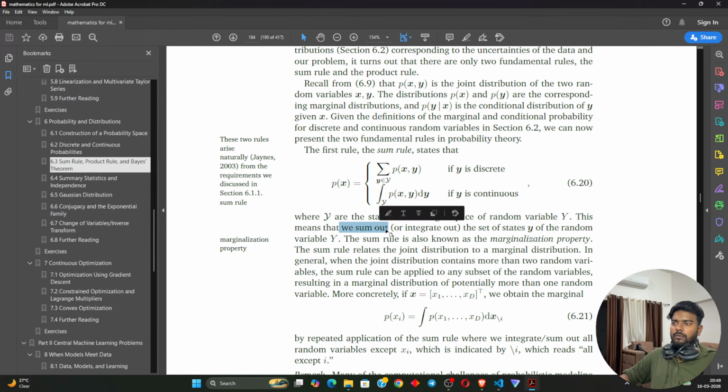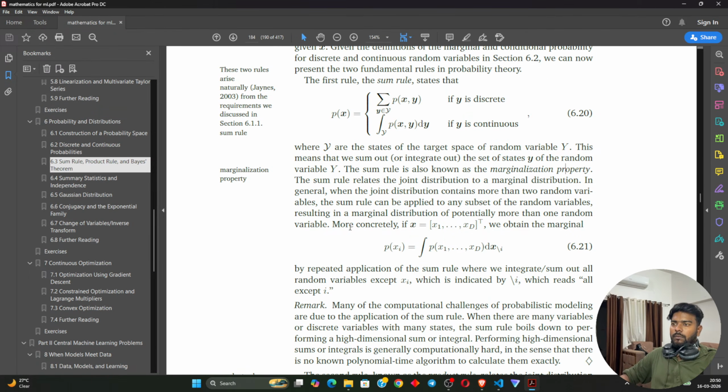This means that we sum out or integrate out the set of states y of the random variable Y, where Y are the states of the target space of random variable Y. The sum rule is also known as the marginalization property. The sum rule relates the joint distribution to a marginal distribution. In general, when the joint distribution contains more than two random variables.